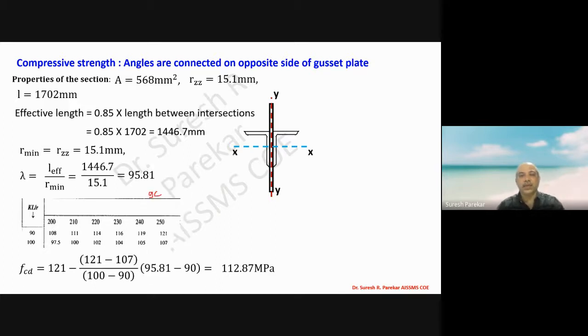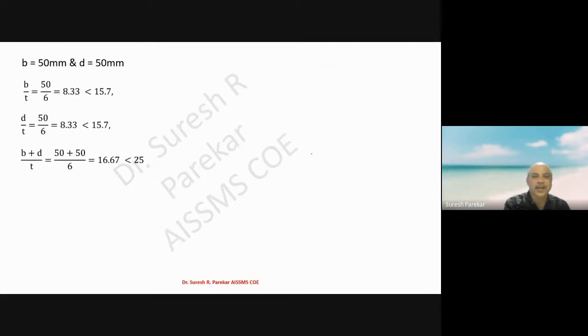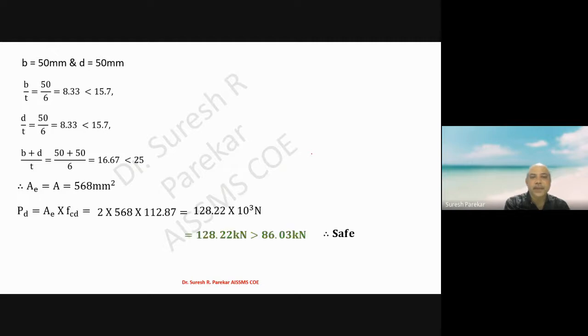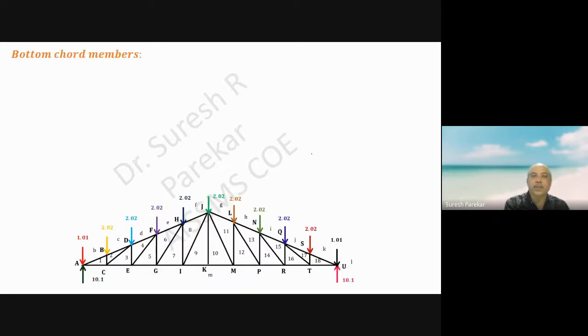Now we have to keep in mind that we have ZZ for all, and then from this we have the classification of sections. So we have this classification, semi compact, and A equal to A, and we will get the value of PD, which is 128.22 kilonewton, which is greater than 86.03 kilonewton, safe. So this is for our top chord members.